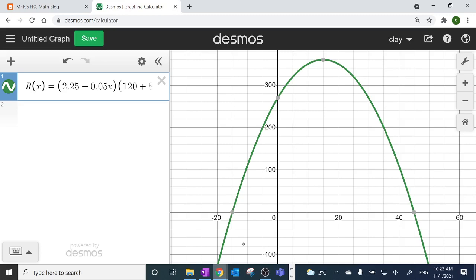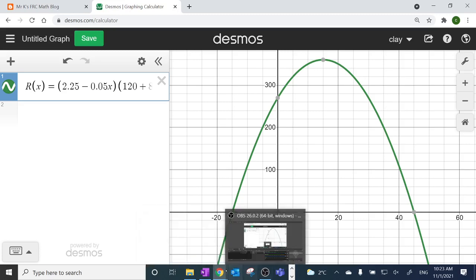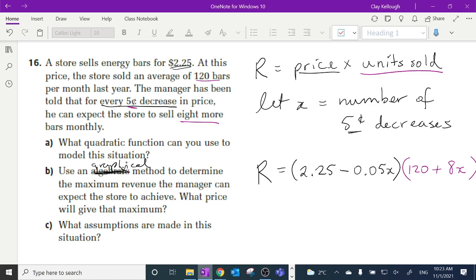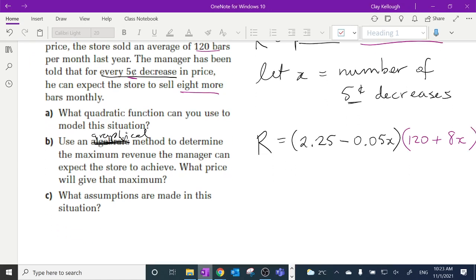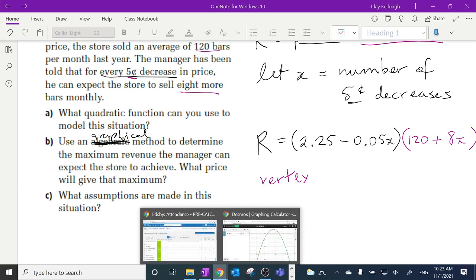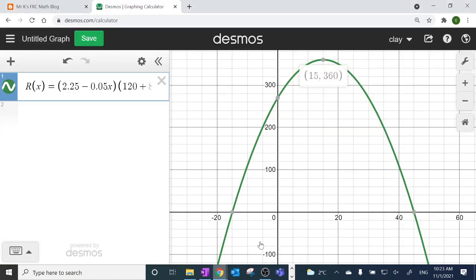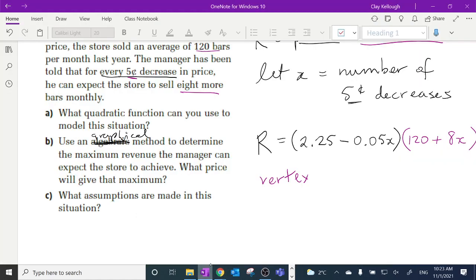So go back to the graph here. So my vertex is, and that's how good my memory is. I have already forgotten the number I just looked at. 15, 360. Okay, we got it. 15, 360. Now, what do those two numbers mean?